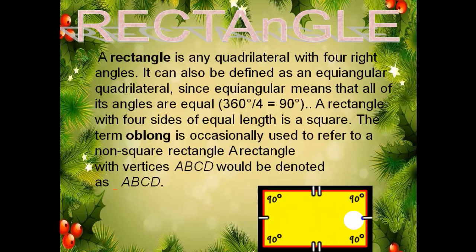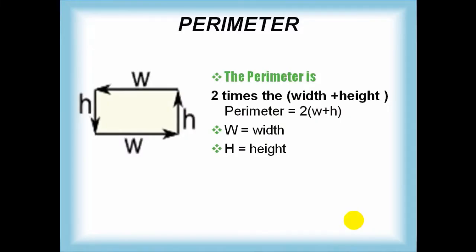Now to find the area and perimeter of the rectangle shape, suppose we have a rectangle in which the length is denoted by H and the width is denoted by W. Then the perimeter of the rectangle shape will be equal to 2 times width plus height, 2 times width plus length. So the perimeter can be written, for the rectangle shape, as 2 into W plus H. W represents the width of the rectangle shape and H represents the height or length of the rectangle shape.